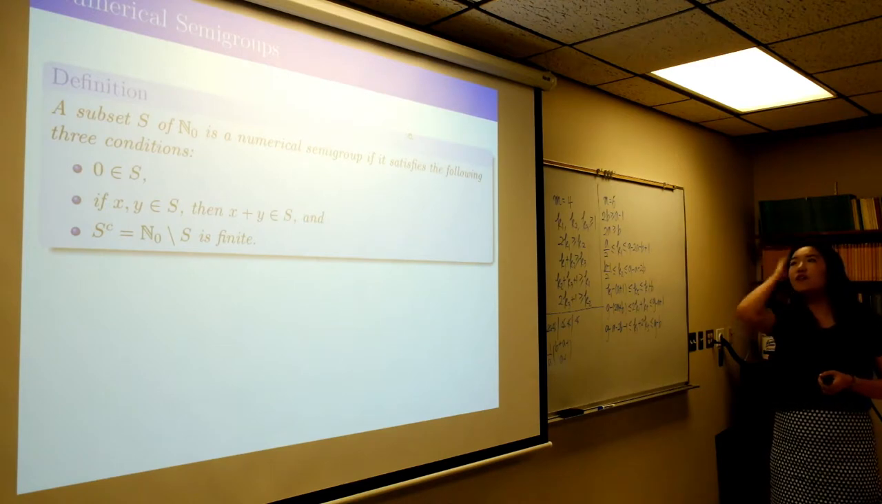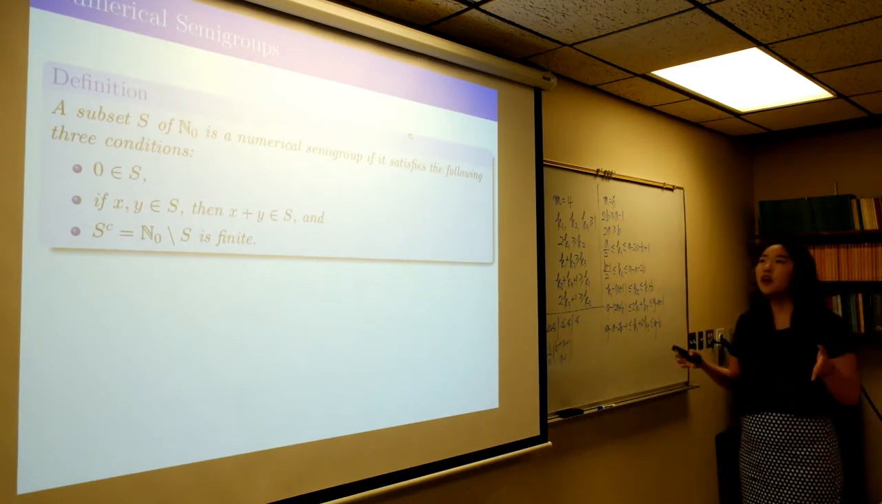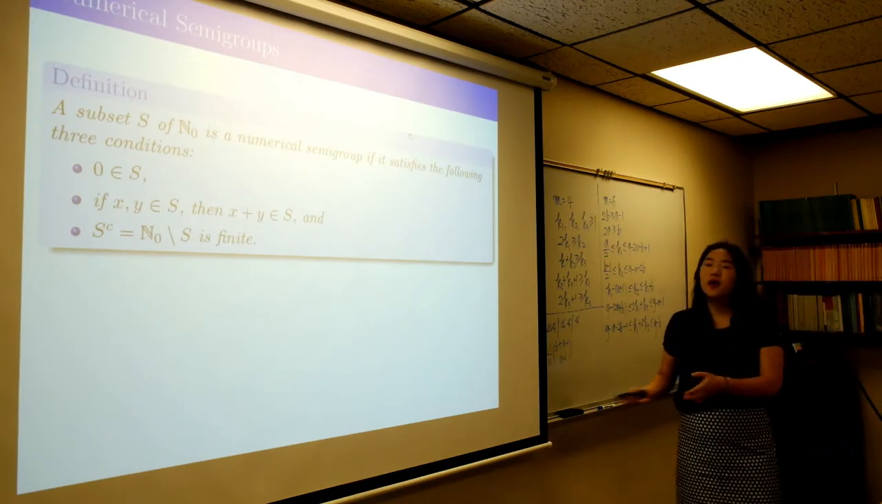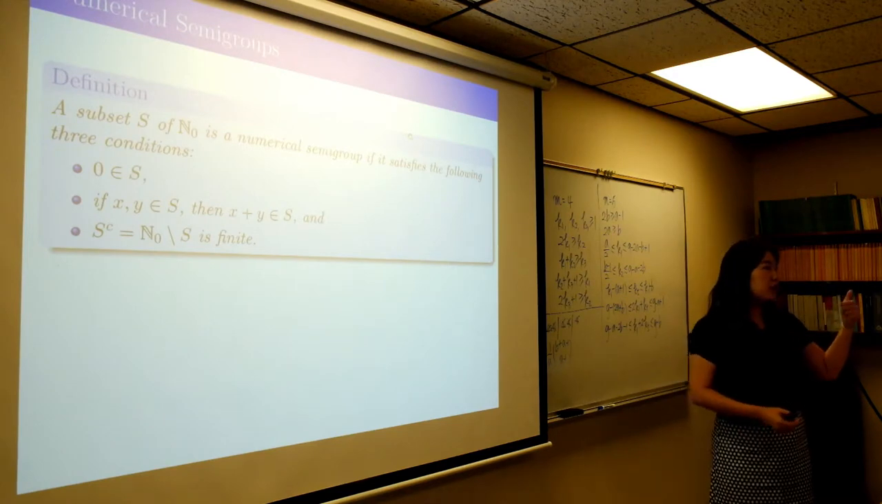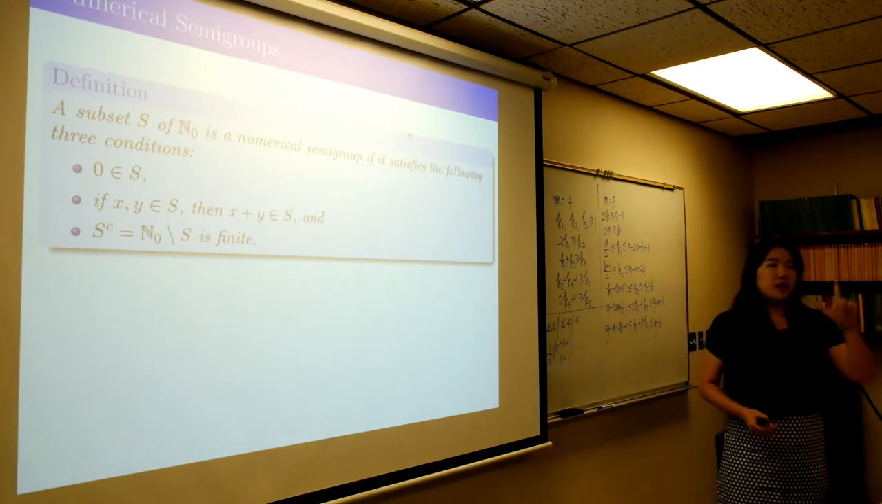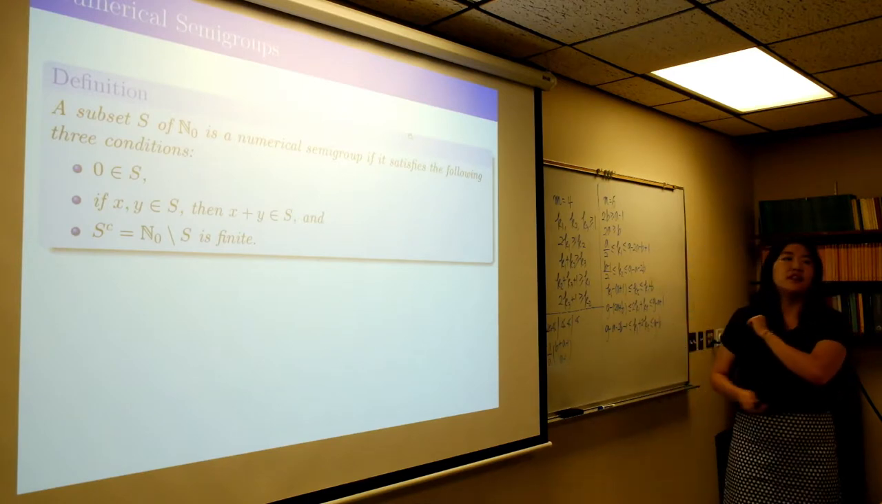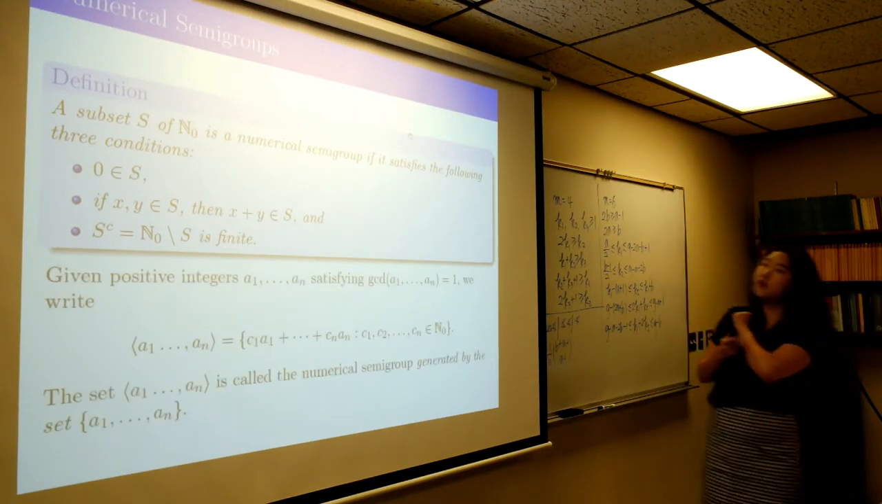Let me give you a definition of numerical semigroup first. So we consider a subset of the set of non-negative integers to be a numerical semigroup if it satisfies the three following conditions. First, zero must be included. Second, it is closed under addition. Third, the complement is finite. And here we have more definitions to go.